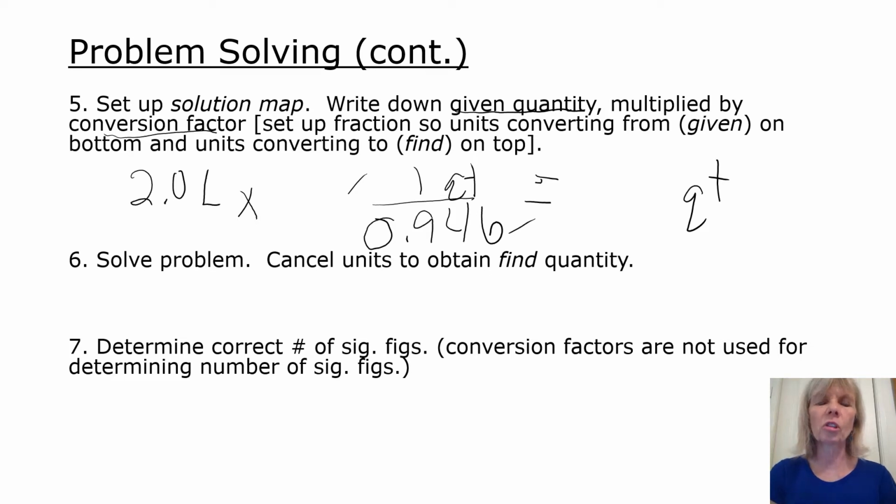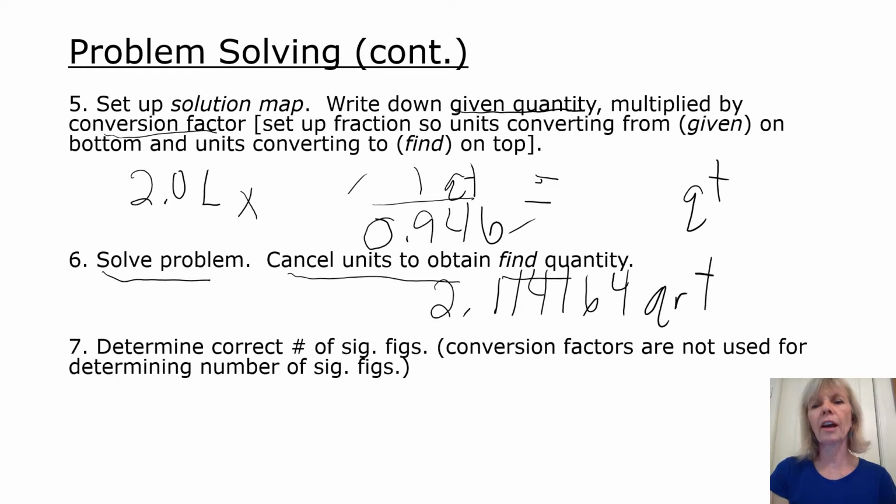This will always get you to the right answer, so that you don't have a question, do I multiply or divide this number? If your units are set up appropriately, so always write those units down, you should be able to attain the right answer. So the next step is just solving the problem, doing the math. So again, you cancel those units to get the information you're trying to find. So 2 liters times 1 quart divided by 0.946 liters gives me 2.114164 quarts. And again, you can write down however many decimals are on your calculator. If you don't have that many, it's okay. Because your final step here is determine the correct number of sig figs.